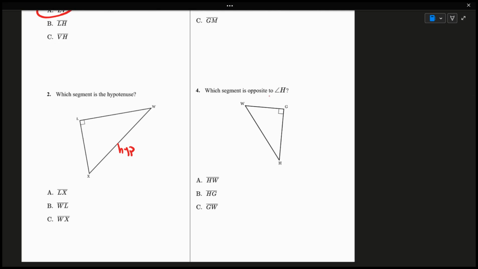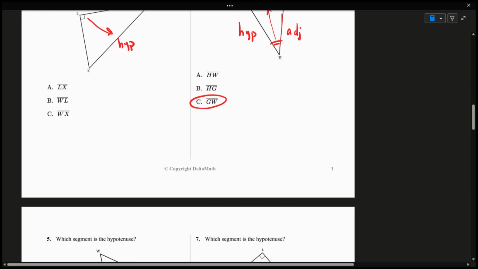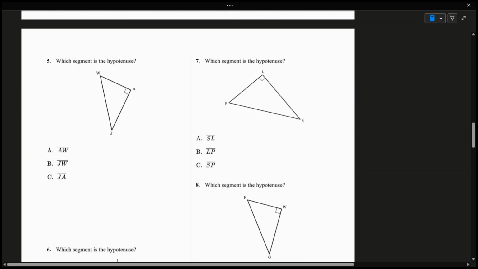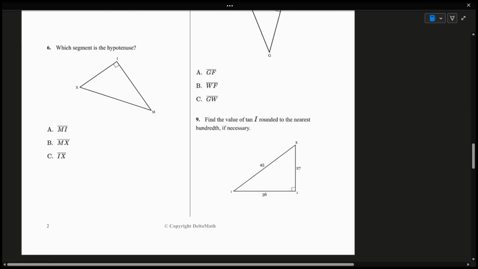Segment opposite angle H, okay, right? They don't give us an angle because we know the hypotenuse is always across from the right angle. Opposite angle H, here's angle H. This is the hypotenuse, right, next to adjacent, across from, opposite. All right, you'll be able to answer that question. GWWG, same deal, hypotenuse, hypotenuse, hypotenuse, not going to bore you.